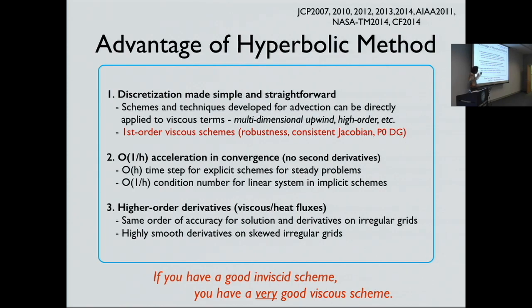And high order derivatives, typical viscous stress and heat fluxes for Navier-Stokes. The same order accuracy for solution derivatives can be obtained on irregular mesh. And not just more accurate, but it gives highly smooth derivatives. I will show some results on skewed irregular mesh. So, as I always say, if you have a good implicit scheme, you have a very good viscous scheme.